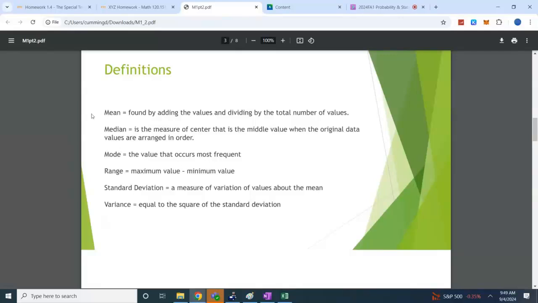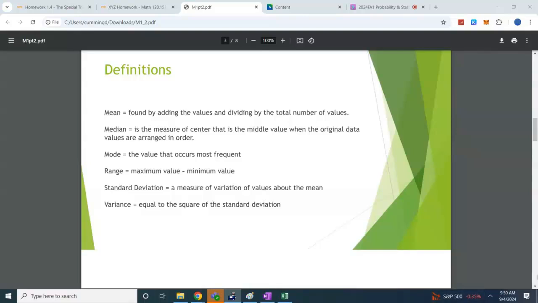We can use the calculator to find the mean and the median, but the mode is something that you would have to visually inspect. Okay? Or either put all your numbers in the list, put the list in order and see which number or numbers appears the most. The range is the maximum value minus the minimum value. The range is not actually a calculator function.